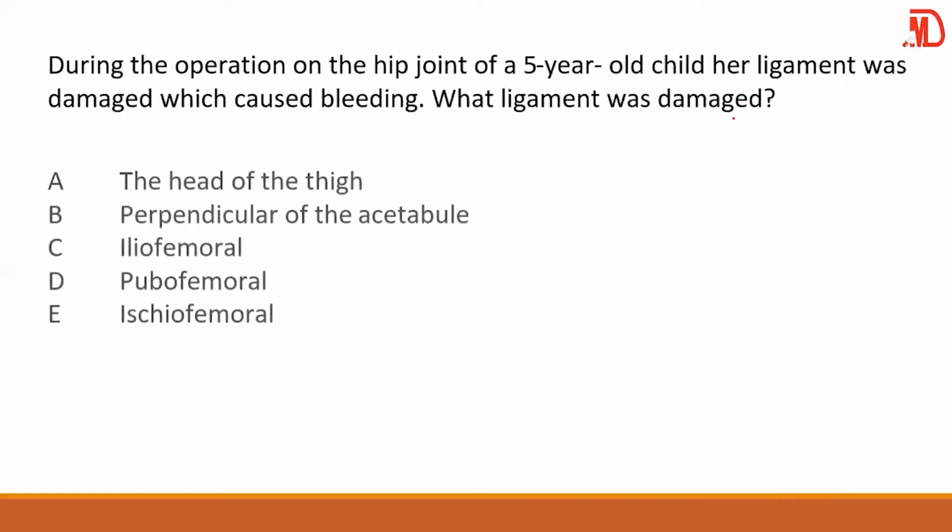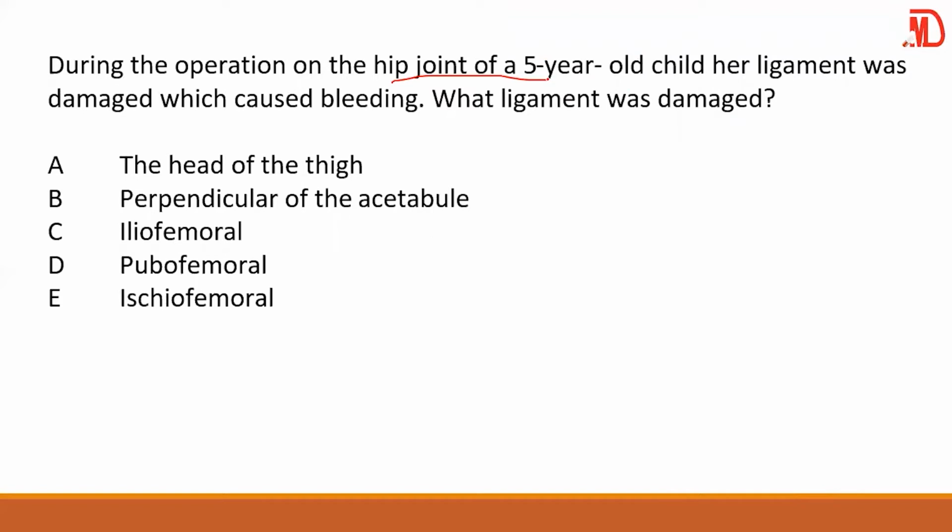During the operation on the hip joint of a 5-year-old child, her ligament was damaged, which caused bleeding. So what ligament was damaged? They've told you there's an operation on the hip joint, and the ligament damage led to bleeding. So which ligament are they talking about? You are looking at a ligament that is at the hip joint.